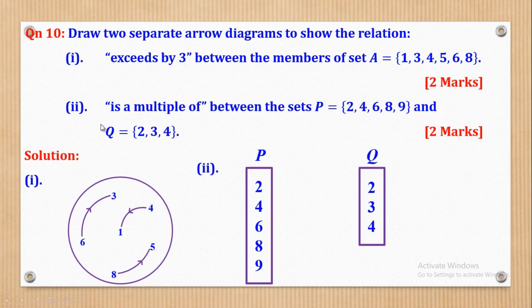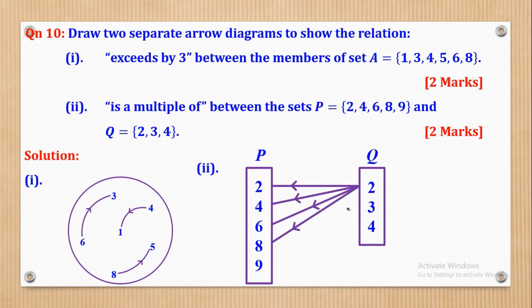Then after that we shall use the relationship that is a multiple of. So we realize that 2 will be a multiple of 2, multiple of 4, multiple of 6, and multiple of 8. So you come here and draw those arrows. So first will be that 2 is a multiple of 2, and also 2 is a multiple of 4, and also 2 is a multiple of 6, and also 2 is a multiple of 8.